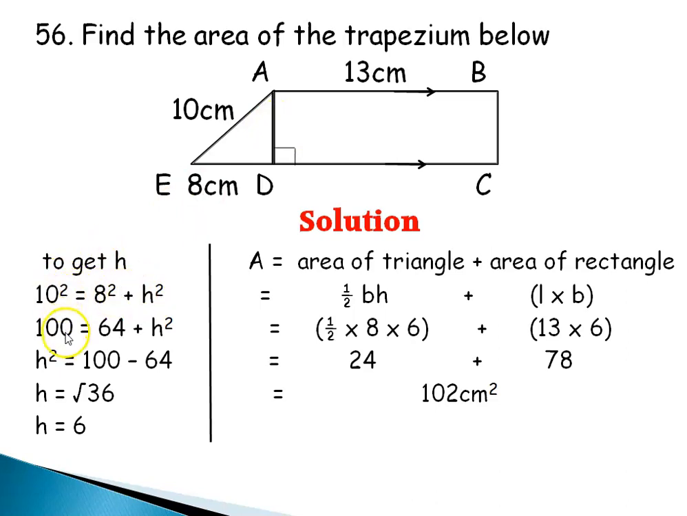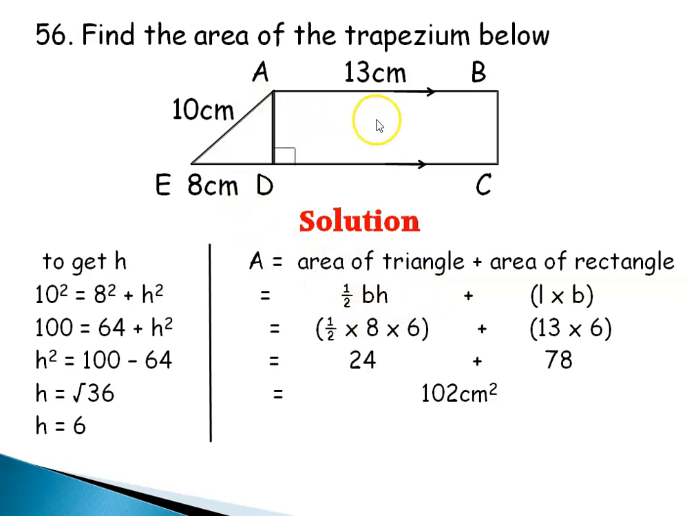So if this is h, 10 square is equal to 8 square plus h square. 10 square is 100, 8 square is 64 plus h square. Then my h square will be 100 minus 64. 100 minus 64 is 36, and then my h will be the square root of 36. My h is 6. Now that I know the height to be 6, h is 6 cm, I can now put my h into this formula.